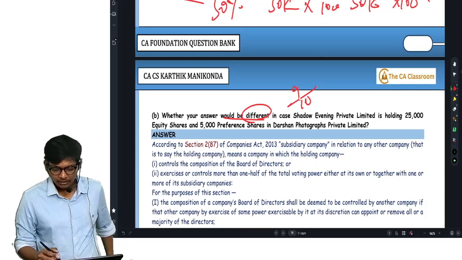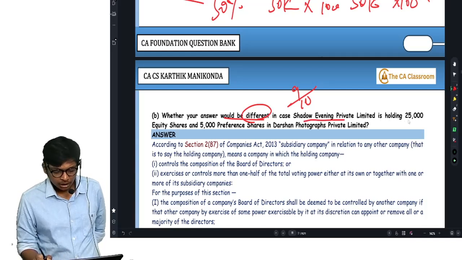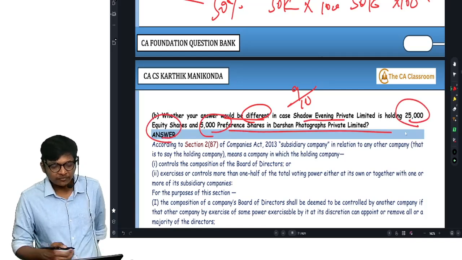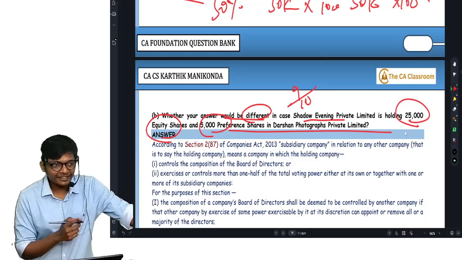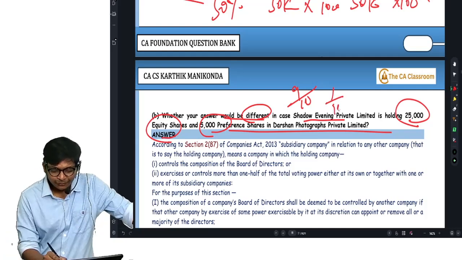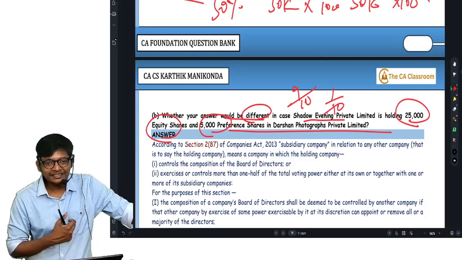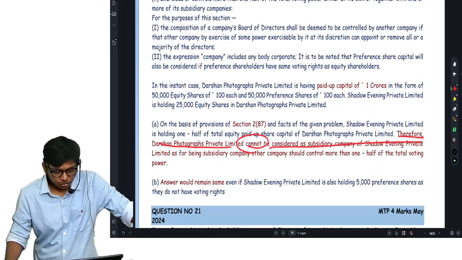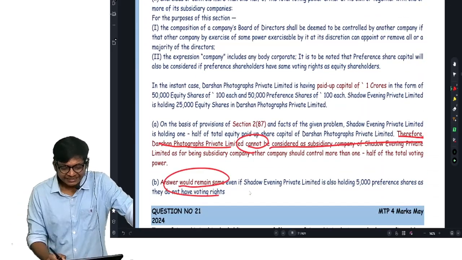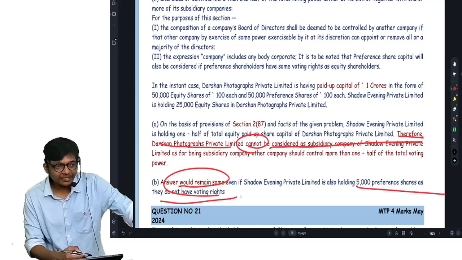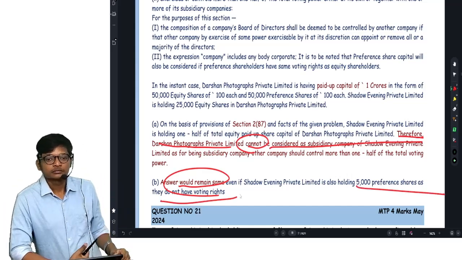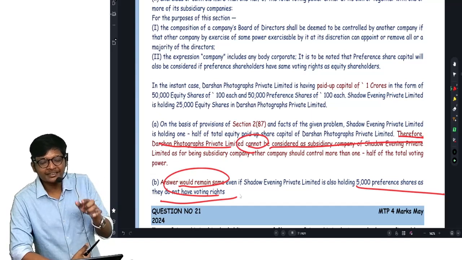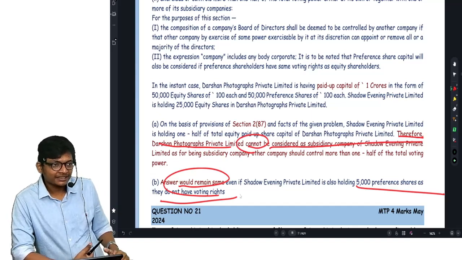Okay, fine. If Shadow is holding 25,000 equity shares and 5,000 preference shares, will the answer be different? No. This is that 1 out of 10 times. The answer will not be different because preference shares should not be counted. So the answer would remain the same because preference shares do not have voting. What is the reason? Preference shares are not having voting. You have to write that. Are you following, guys? Clear?